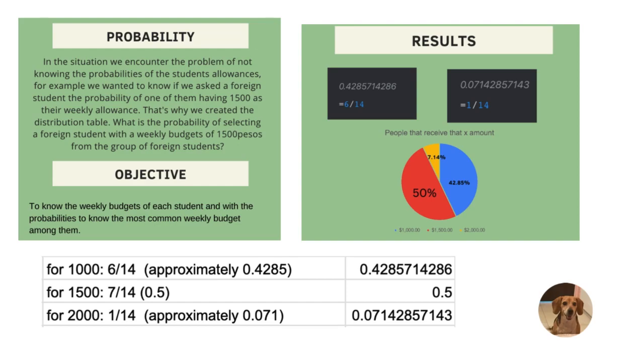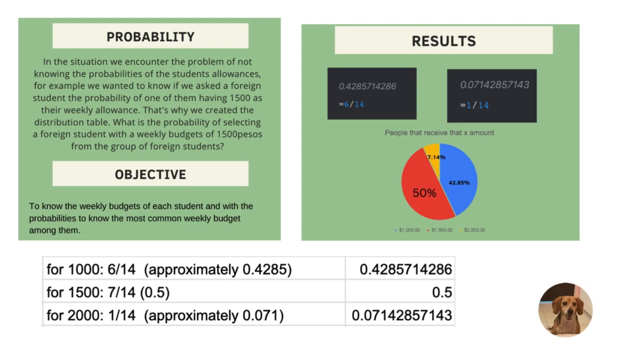So that's why we made that distribution table, because with a distribution table, it is easy to do and easy to comprehend. The objective was to know the weekly budgets of each student and, with the probabilities, to know the most common weekly budget among them. So here we have the results. We gathered them from the people that got the survey.